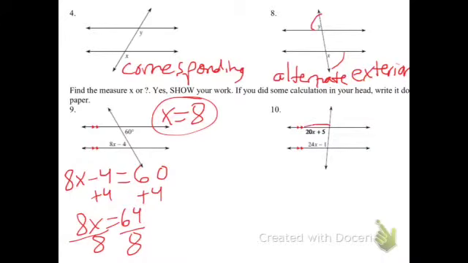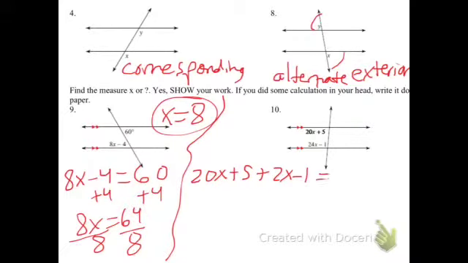On 10, these two angles are on the same side of the transversal, and they're in between the parallel lines, which makes them consecutive interior angles. And when you have consecutive interior angles, they add up to 180. So they're a little bit different than the other parallel line and transversal angles. So those two guys, if I add them together, equal 180 degrees.